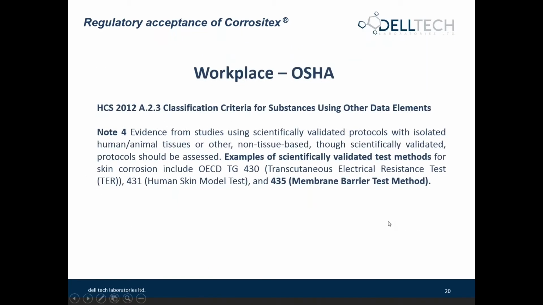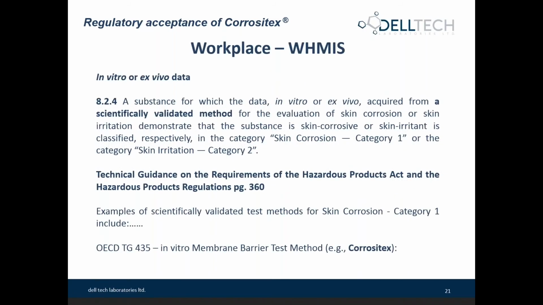For workplace chemicals under OSHA, under HCS 2012 Appendix A23, they do give examples of scientifically validated test methods, including OECD 435, which is Corrositex. For Canada and WHMIS, they also refer to use of a scientifically validated method, and in their guidance, scientifically valid method refers to the OECD methods. In the technical guidance that WHMIS issues, they also specifically cite an example of a valid method is OECD 435, which of course is Corrositex.